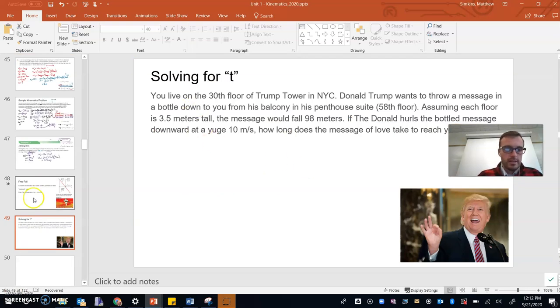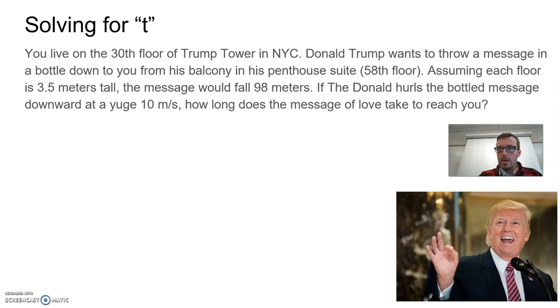All right. The thing about the kinematic equations is they work in both directions. I'll give you a really short note for this one. Let's say we have the Donald sending a message of love to you, and he throws it down from the penthouse suite. It says, assuming the floor is 3.5 meters tall. So now we're going this way, right? And this would be like y initial equals 0, and y final equals 3.5 meters.